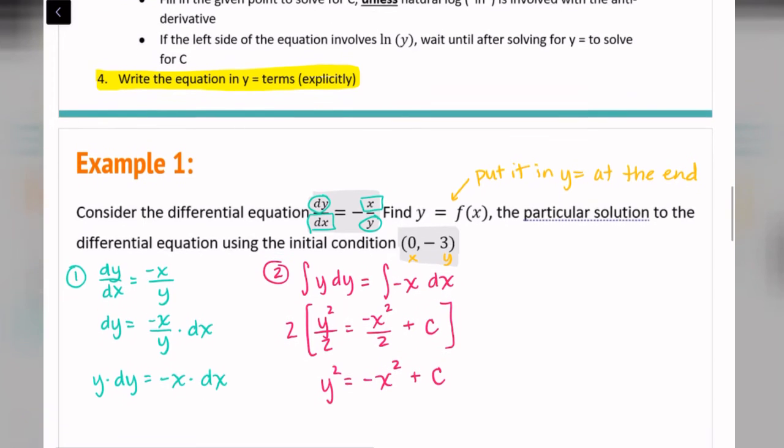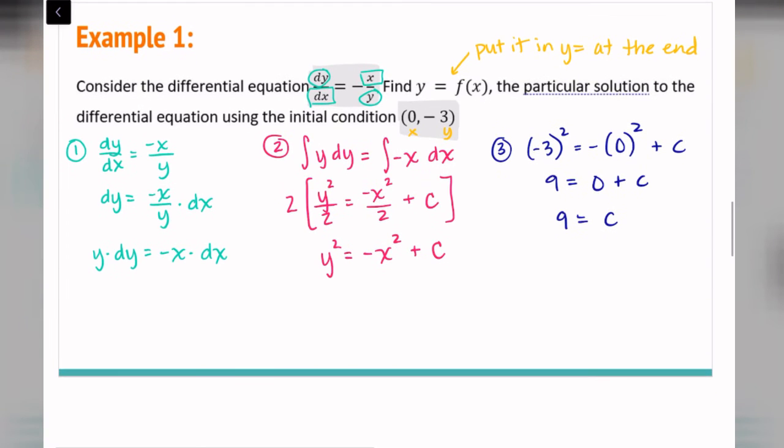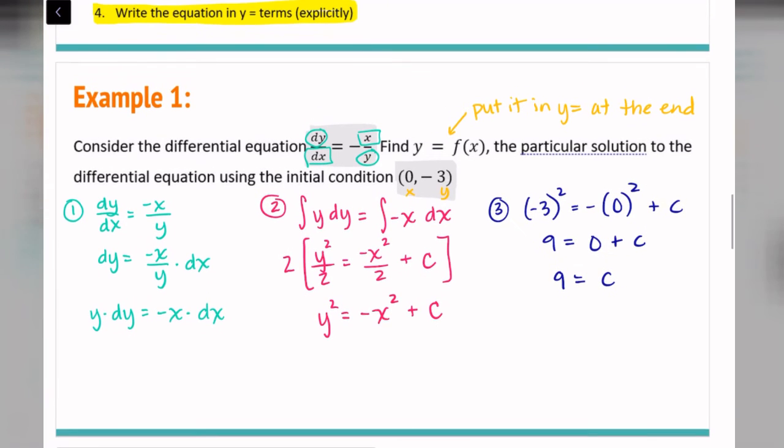But since this one's pretty straightforward, I'm just going to plug in my x value and my y value. So I know that it's going to be negative 3 squared is negative 0 squared plus c. So 9 is 0 plus c. So my c value is just going to be 9. Okay? Nothing too crazy so far.